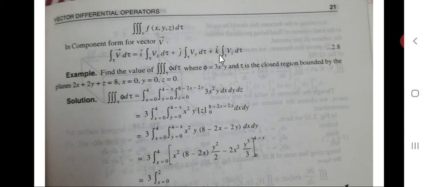This is a line integral, volume integral and surface integral. In line integral we consider only one integration. In surface integral it is two integrations, and in volume integral it is three integrations.